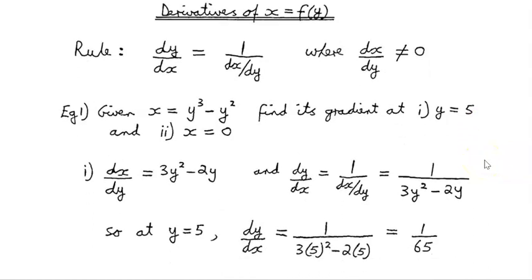All right, so for the first part, dx/dy, I'll just differentiate that: 3y squared minus 2y. And then dy/dx is the reciprocal of dx/dy, so that's 1 over 3y squared minus 2y. And so at y equals 5, dy/dx is 1 over 3 times 5 squared minus 2 times 5. That gives us 1 over 65.